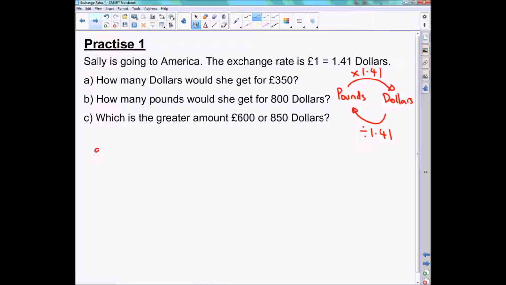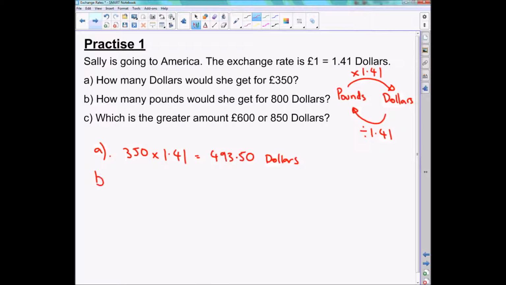Okay, so question A, how many dollars would you get for £350? Well, changing £350 into dollars, I need to times it by 1.41. And using my calculator gives me an answer of 493.5 dollars. Now remember, because this is currency, I need to put another little 0 in here because all currency is written with those 2 decimal places.